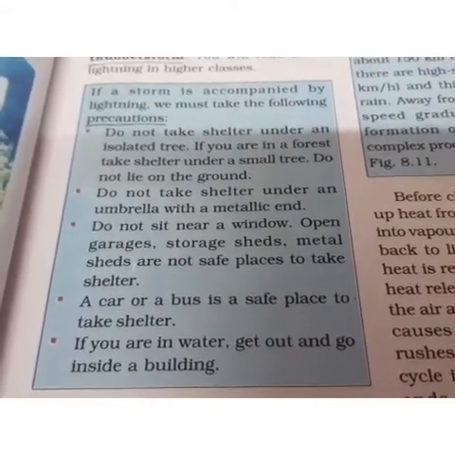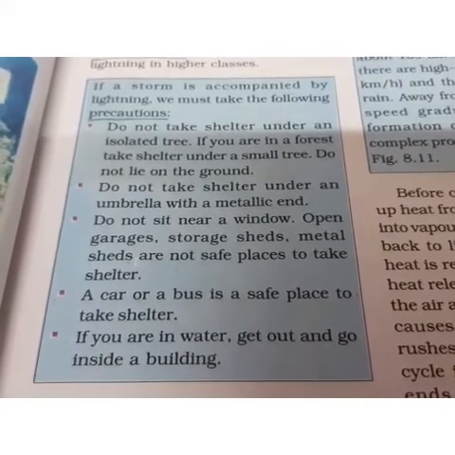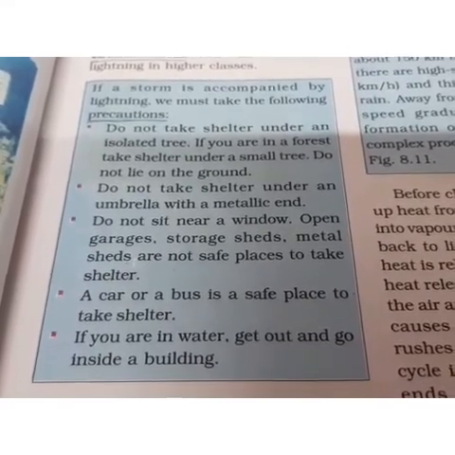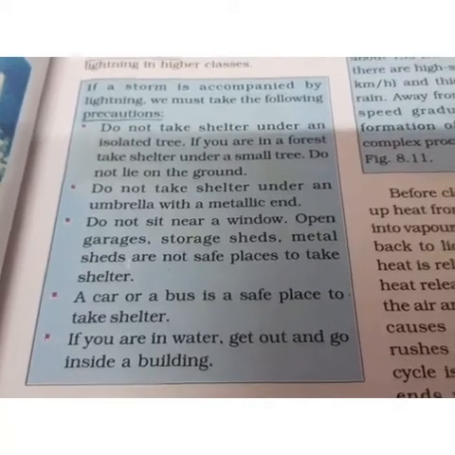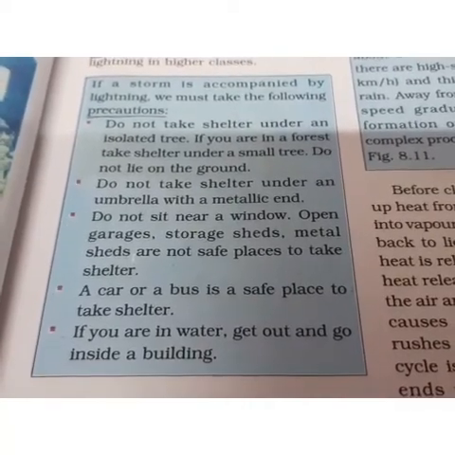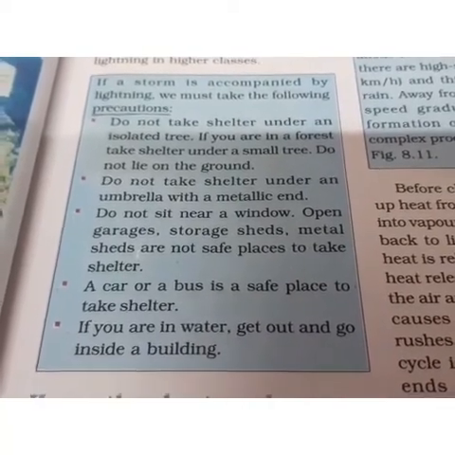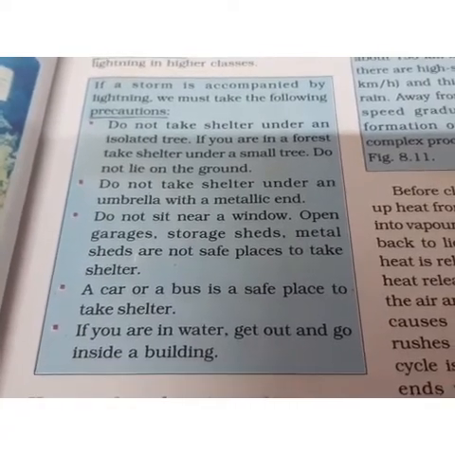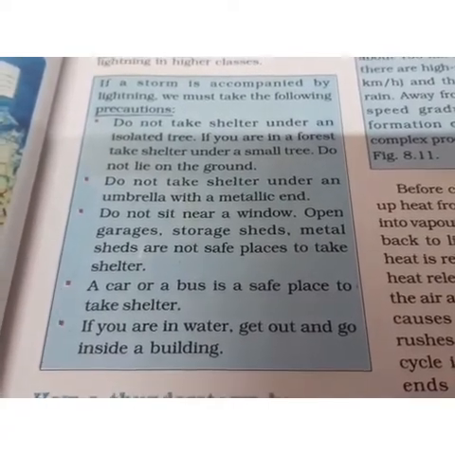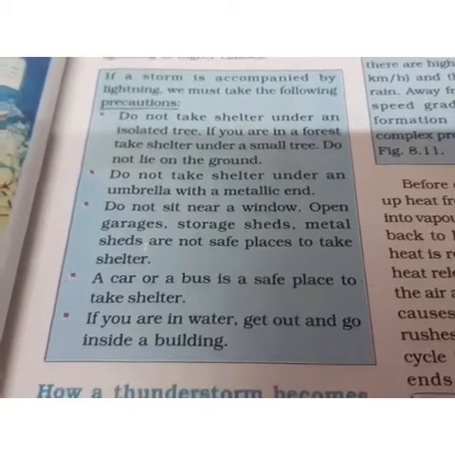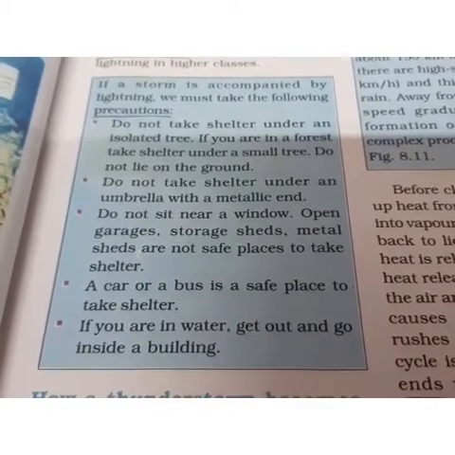Do not sit near a window. Open garages, storage sheds, metal sheds are not safe places to take shelter. Now, the places where you should not sit are near a window or an open garage or storage sheds, or metal sheds, which are not at all safe because they attract electricity too much. A car or a bus is a safe place to take shelter.